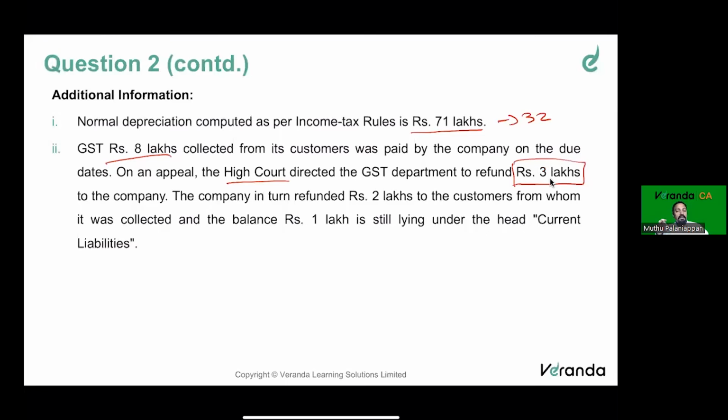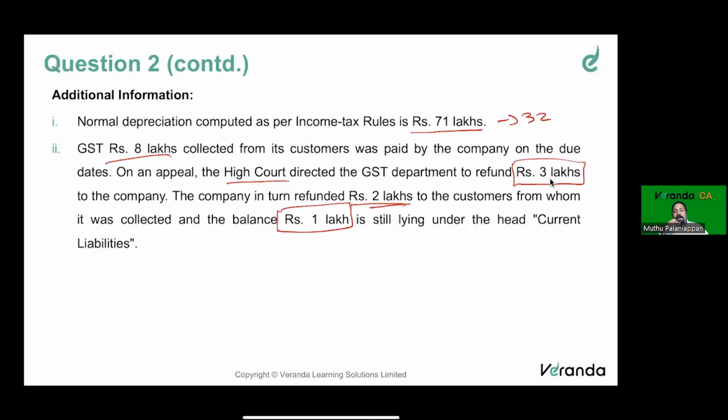What should you do with this 3 lakhs? This 3 lakhs should actually be returned to the customer because it is not your money. Whatever GST you are collecting, it is not your money. You're just a mediator, a middleman, collecting money from the client and giving it to the government. So the High Court has said 3 lakhs is not collectible GST, so return it. Out of this 3 lakhs, they have only returned 2 lakhs. The balance 1 lakh is still lying under current liabilities.